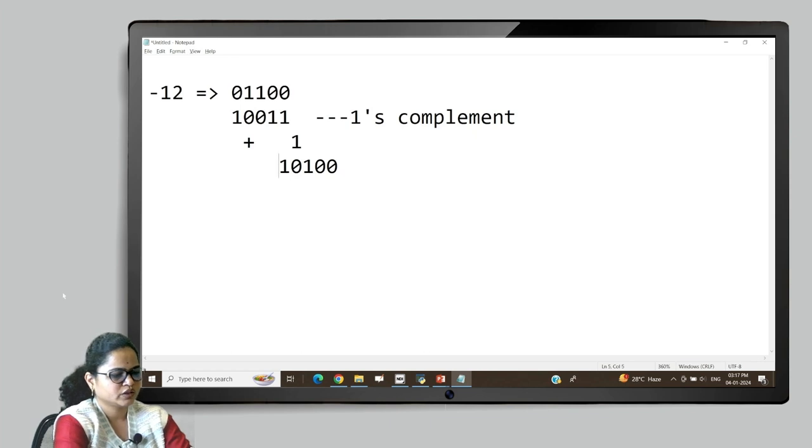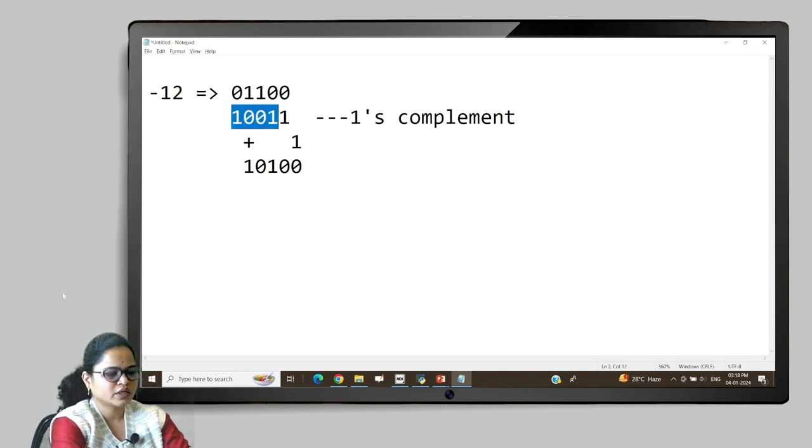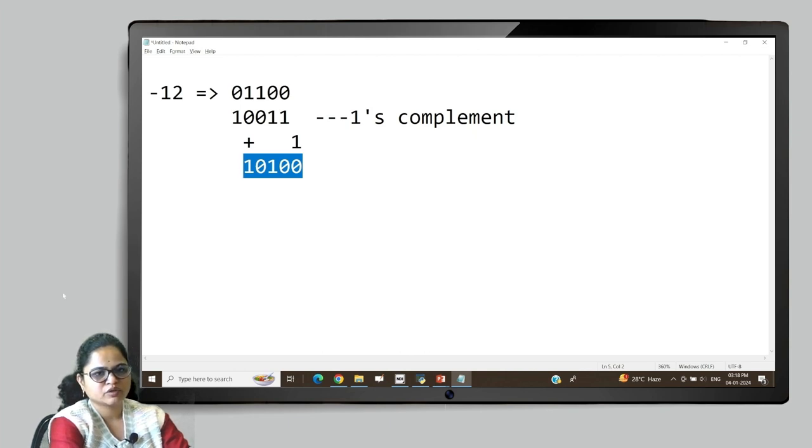So this result you will get when you are adding 1 into this. So this number is used to represent the minus 12. So when you represent negative numbers in binary, first find out the ones complement of that number, then add 1 into it. So this number is called the 2's complement of the number. So when you represent any negative number in binary, find out the 2's complement of it.